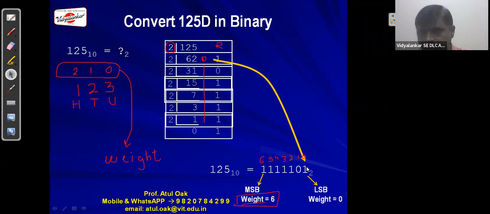And a bit with minimum weight, it's called LSB, bracket, least significant bit. Okay, so that dictation is complete. What is weight, MSB and LSB?